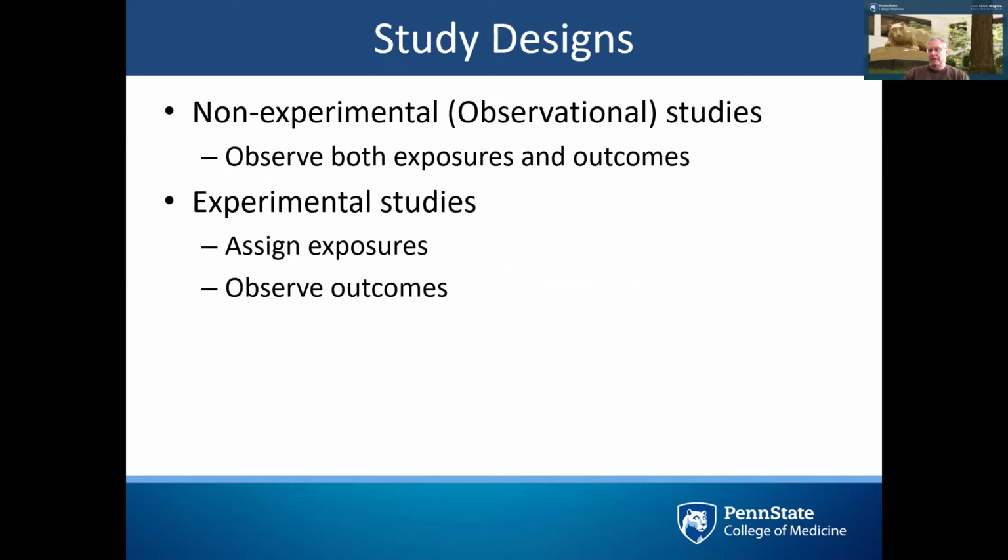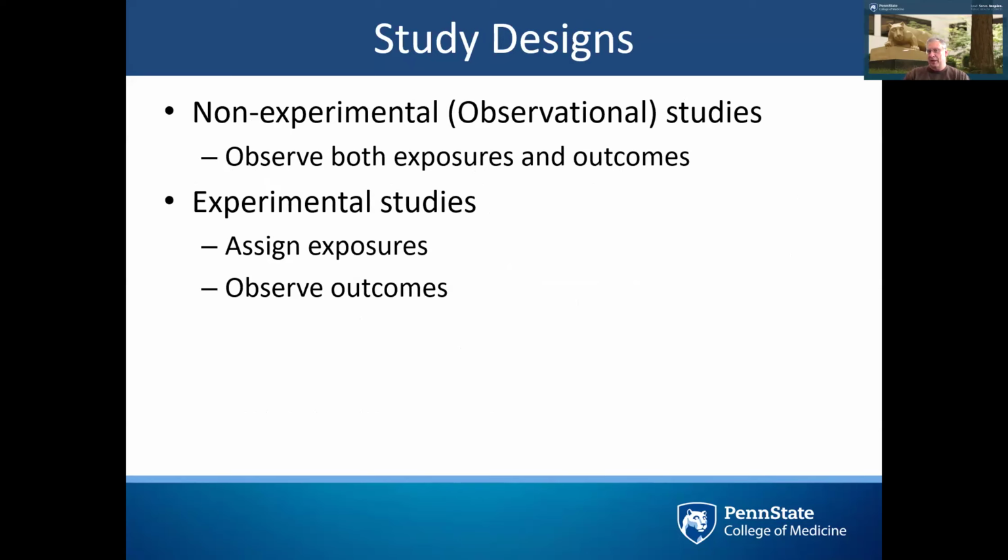The two main branches of study designs I want to talk about today in this brief presentation are non-experimental or observational studies and experimental studies. In non-experimental studies, the researcher observes both the exposure and the outcome. It's already happened or will happen. Experimental studies assign the exposures and observe the outcomes.